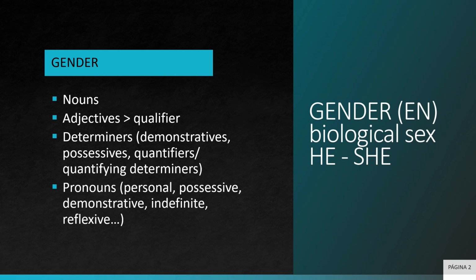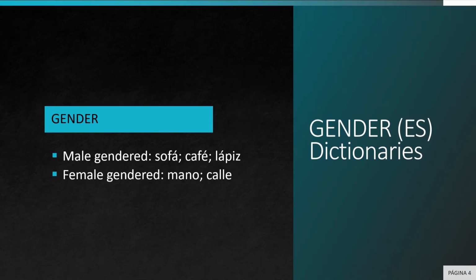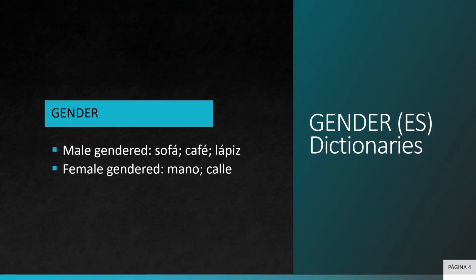But in Spanish, the panorama is completely different. Siempre nos han dicho que en español los términos que terminan en o siempre son masculinos. Libro, ropero, cuadro, y los que terminaban en a eran femeninos. Female gendered. Casa, mesa, montaña, puerta. But what about these other ones? Sofá. Termina en a y sin embargo es male gendered. O mano termina en o y sin embargo es female gendered.